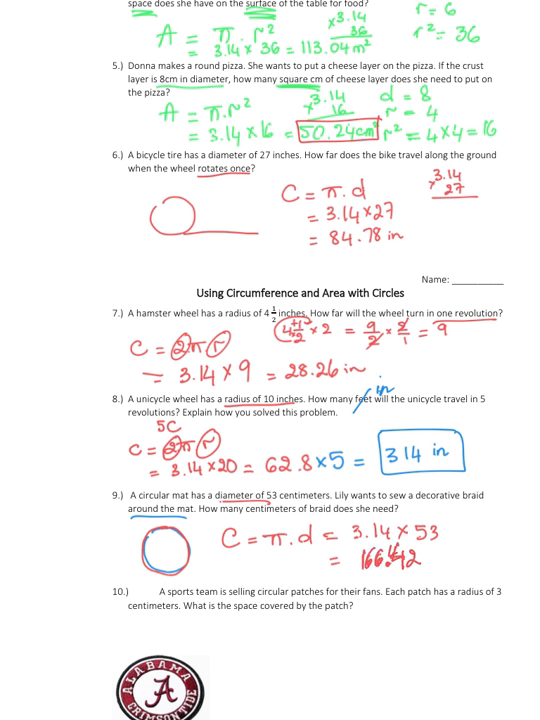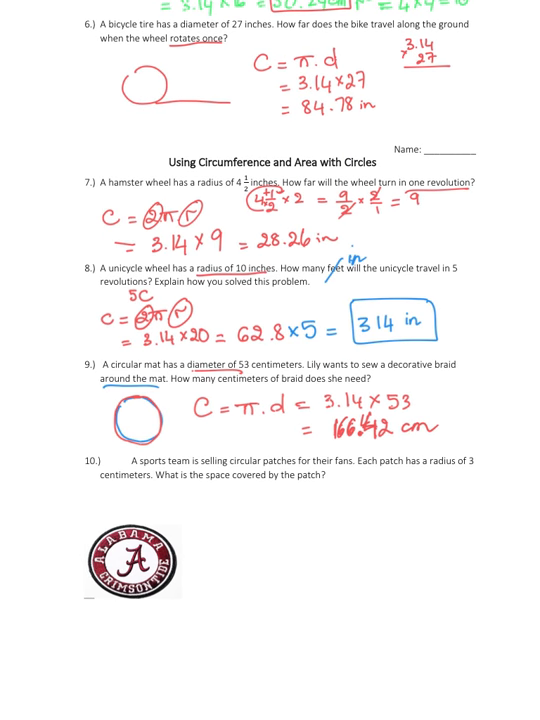Number 10. A sports team is selling circular patches for their fans. Each patch has the radius of 3 centimeters. What is the space covered by the patch?